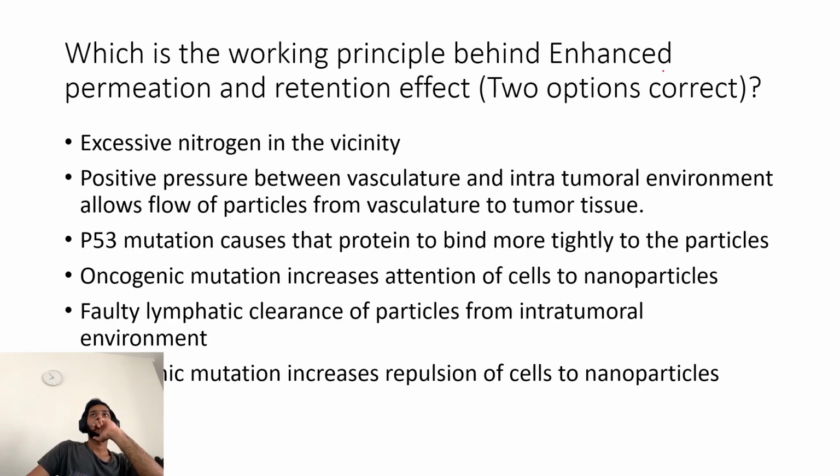Okay. What is the working principle behind the enhanced permeation and retention effect? Excessive nitrogen in the vicinity. Positive pressure between vasculature and intratumoral environment allows flow of particles from vasculature to tumor tissue. P53 mutation causes that protein to bind more tightly to the particles. Oncogenic mutation increases attention of cells to nanoparticles. Faulty lymphatic clearance of particles from intratumoral environment, or oncogenic mutation increases repulsion of cells to nanoparticles. What is the working principle behind the EPR effect, or enhanced permeation and retention effect?